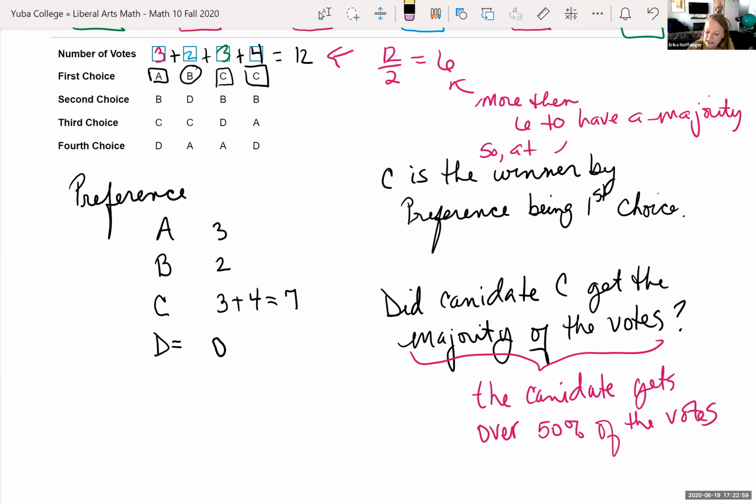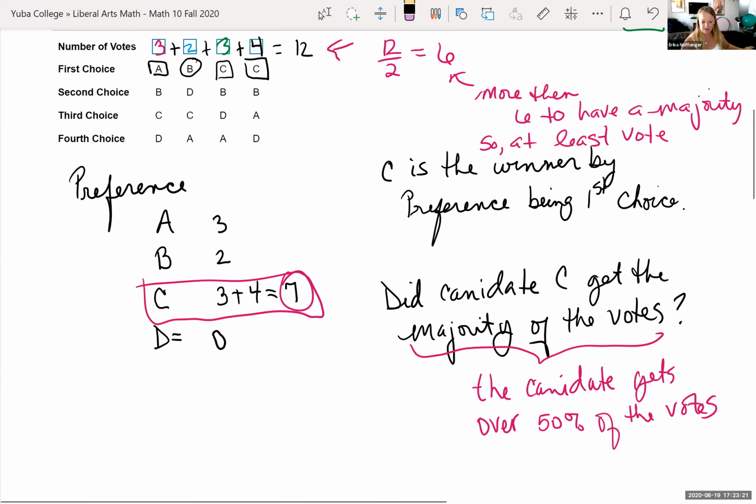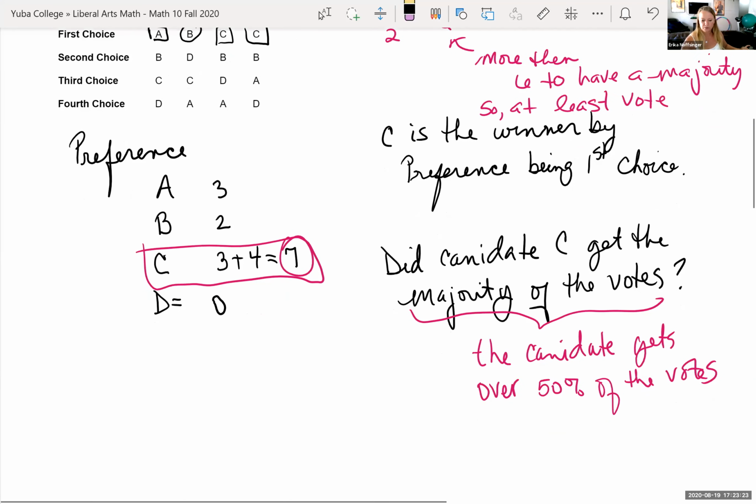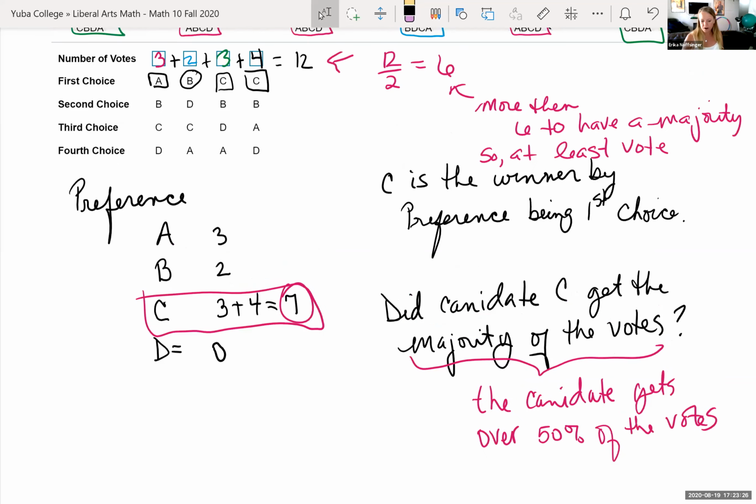So if I go back and look at how many votes C had, they got 7 votes and they had more than the majority. So they had more than 6. And so we could say then that candidate C does have the majority. So sometimes rewriting your order is helpful.